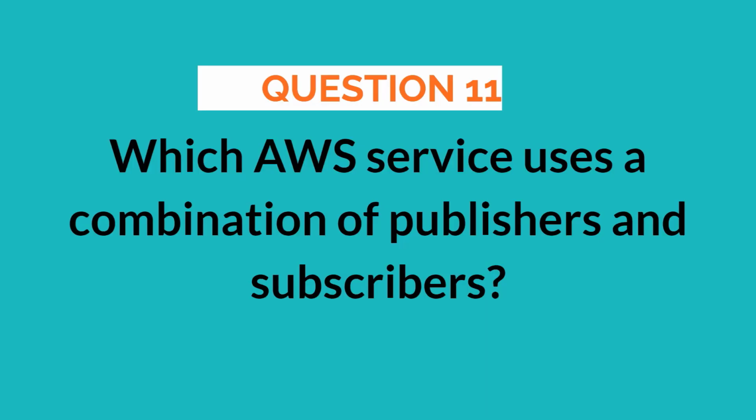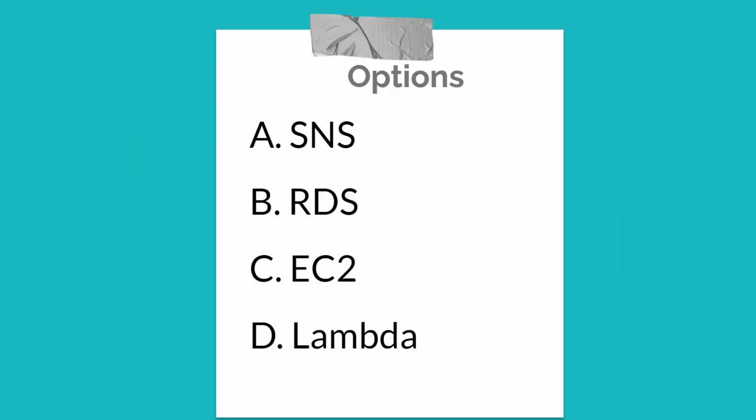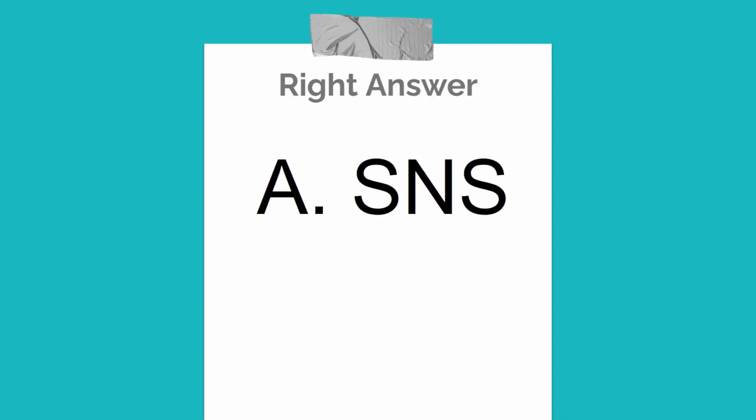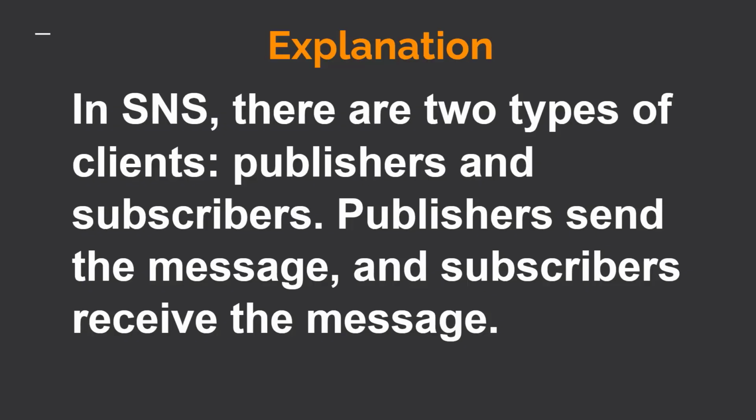Question 11. Which AWS service uses a combination of publishers and subscribers? Option A. SNS, B. RDS, C. EC2, D. Lambda. Right answer is A. SNS. Explanation. In SNS, there are two types of clients, publishers and subscribers. Publishers send the message and subscribers receive the message.